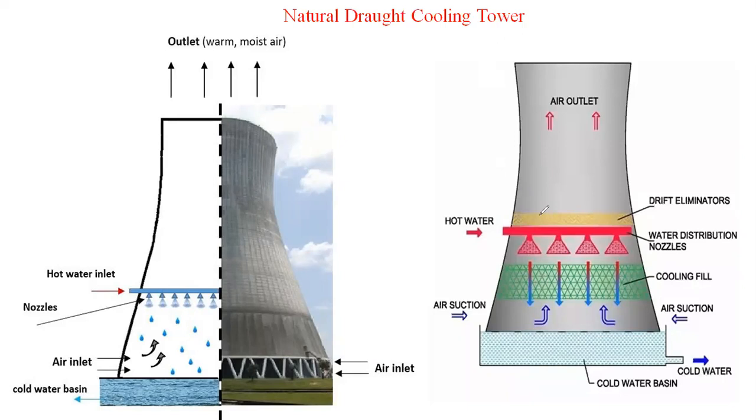Now, here the air will be entering from the ground level from both sides. In the top portion, the hot water is coming through the nozzle. The water is spread from the top portion to the bottom portion. Now the atmospheric air is entering from the ground level, upwards. Due to that, the water is flowing top to bottom, and the temperature is minimized.